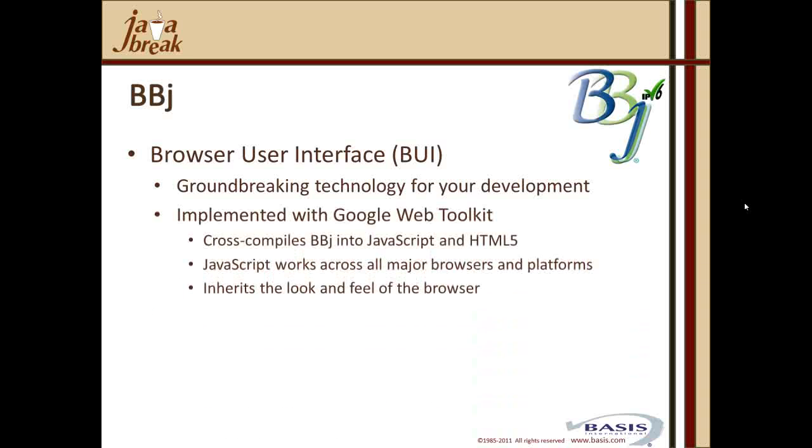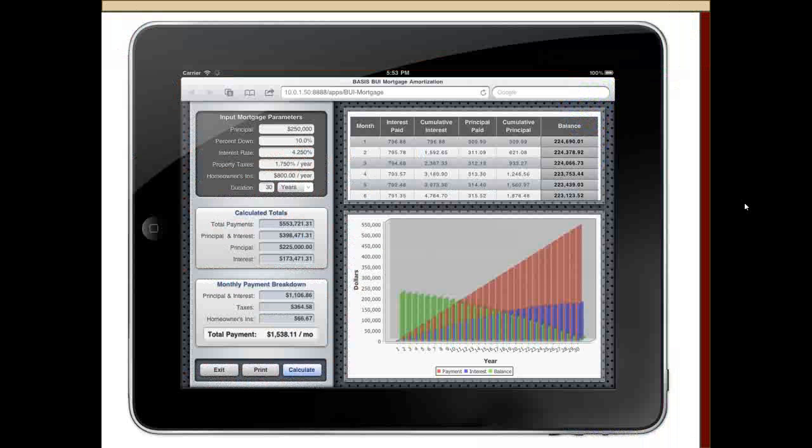Implemented with the Google Web Toolkit, it cross-compiles BBJ into JavaScript and HTML5 for mobile devices or desktop browsers. The JavaScript works across all major browsers and platforms as long as there's a modern JavaScript engine. It inherits the look and feel of the browser.